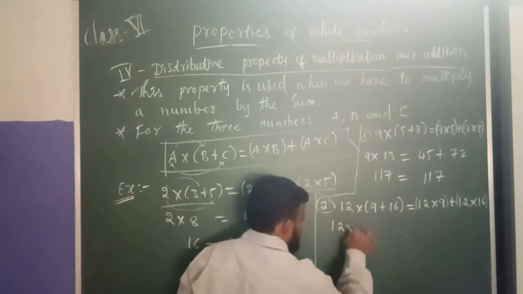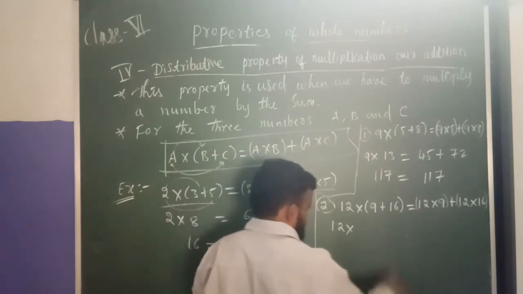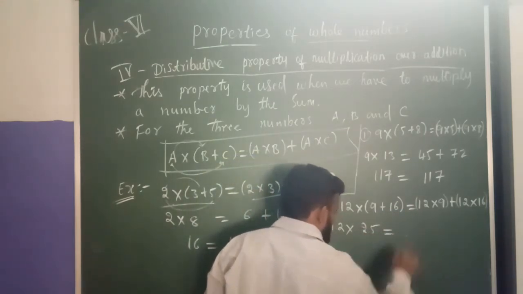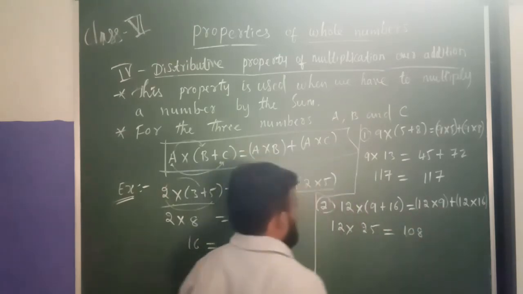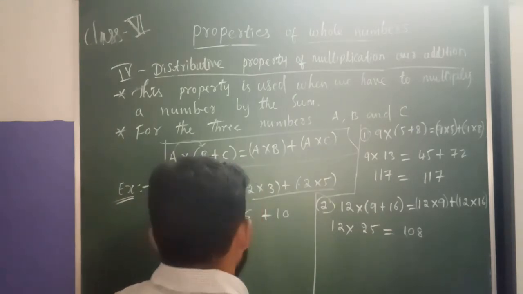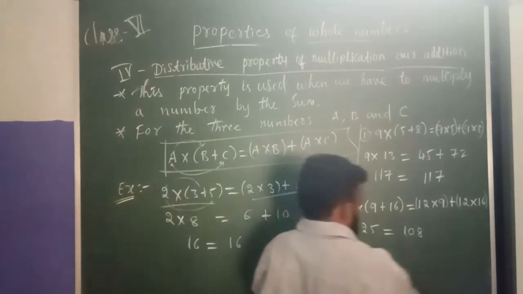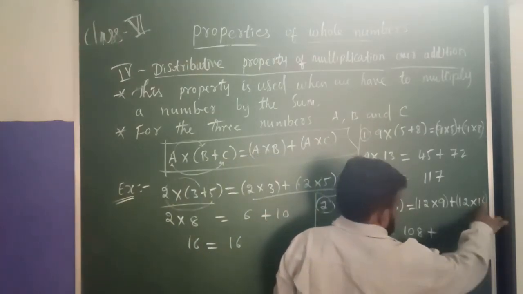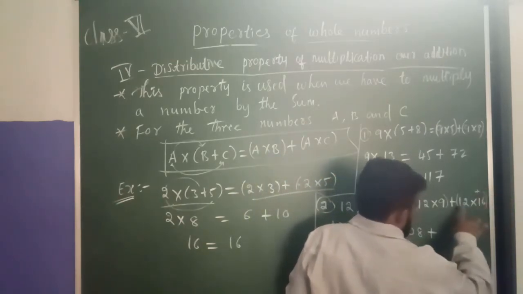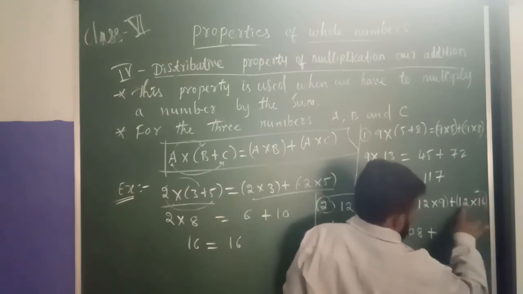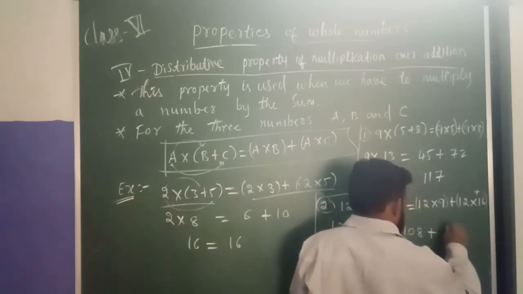12 as it is, 16 plus 9, how much? That is 25. After that, 12 nines are 108. Right? After that, plus 12 into 16 we have to multiply. 12 6s are 72, carry 7. 12 1s are 12. 12 plus 7 is 19.